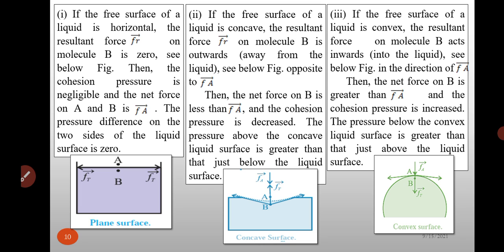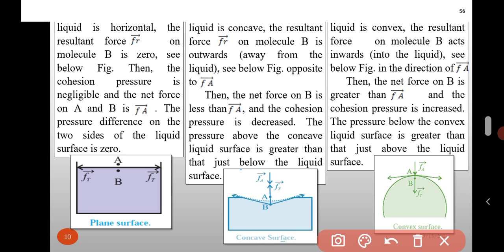Second one, liquid is concave. The resultant force Fr on molecule B acts outwards, away from the liquid, opposite to Fa. Then the net force on B is less than Fa and the pressure is decreased, and therefore the pressure above the concave surface is greater than just below the liquid surface.